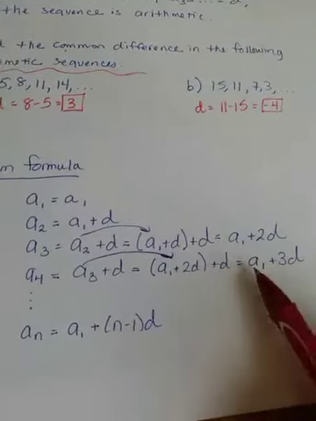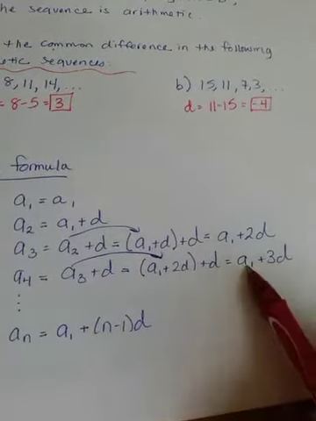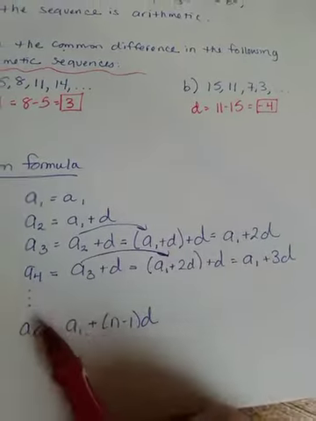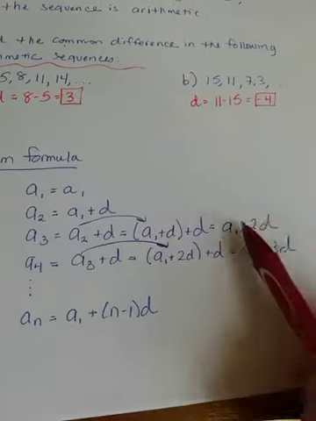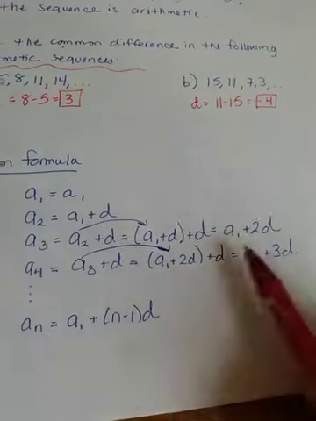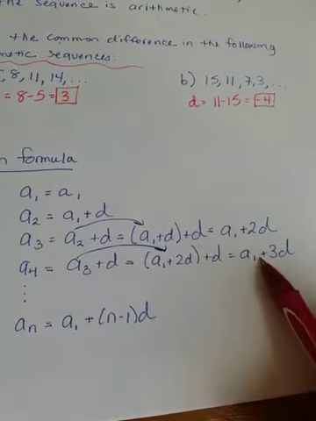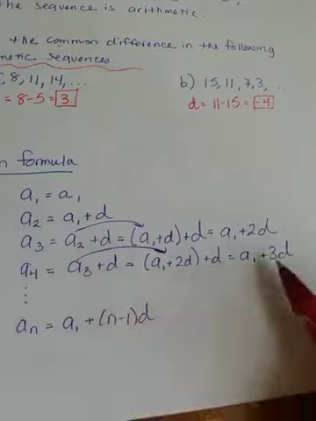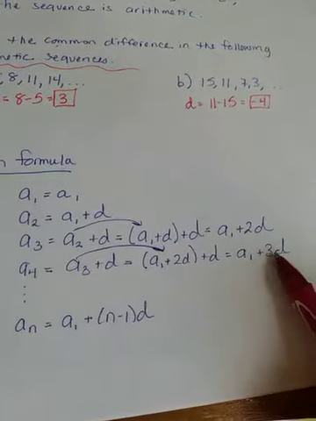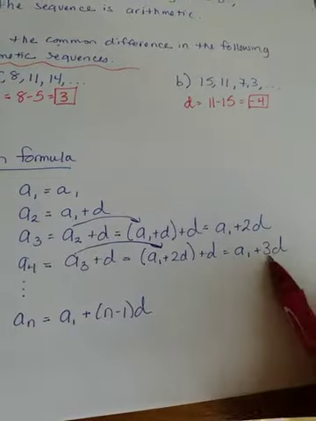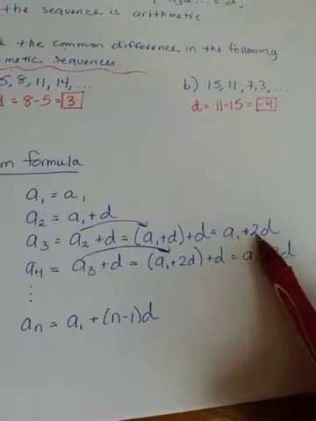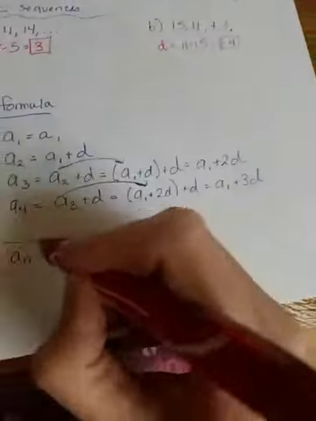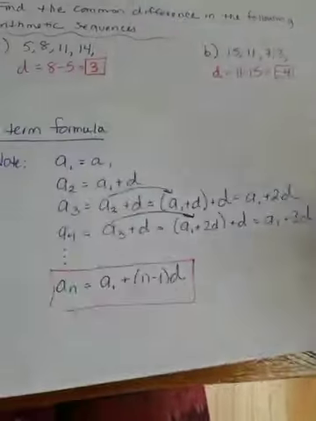Where was I? Okay, so a sub 4 is the first term, a sub 1, plus 3d. And you could continue doing this, but hopefully you're seeing a pattern that the a sub n term is a sub 1 plus n minus 1 times d. Like for a sub 4, it was 3 times d, so that's n minus 1. 2 for a sub 3, that's n minus 1. So this is a formula that we will be using throughout the section.